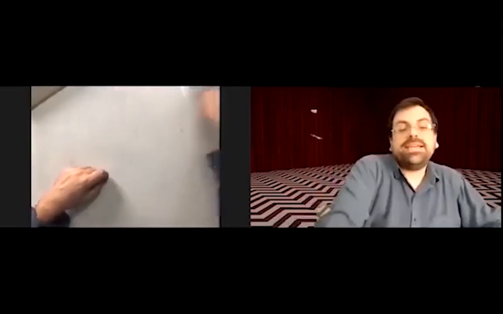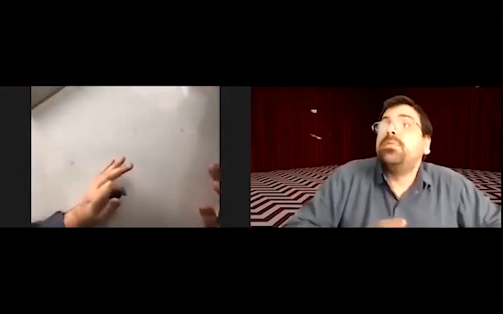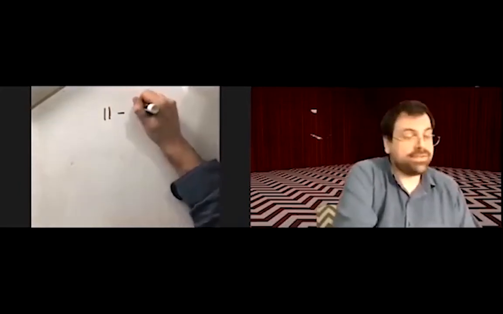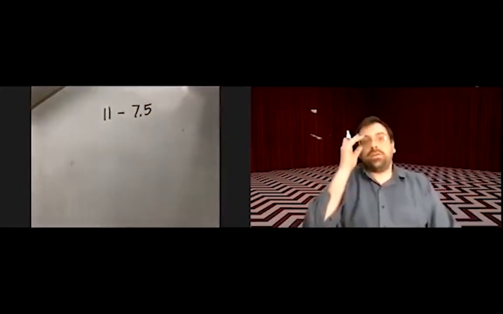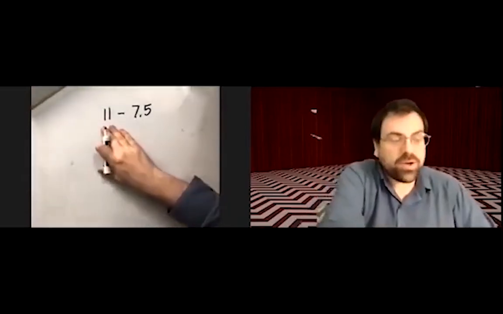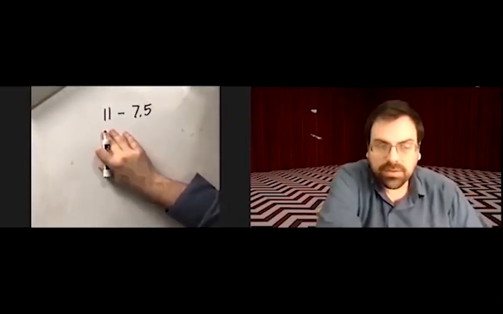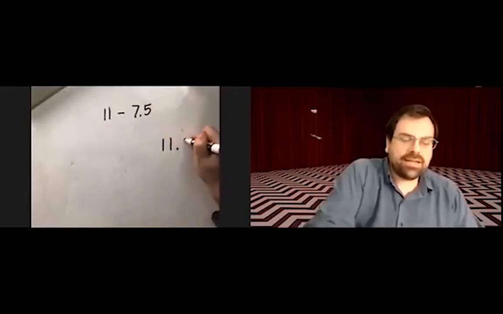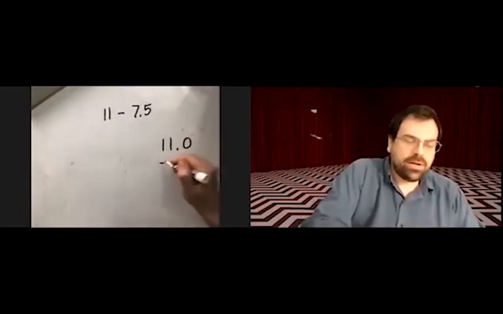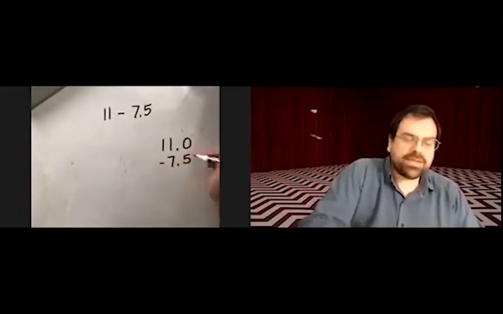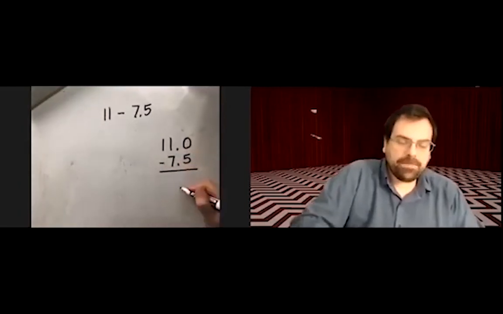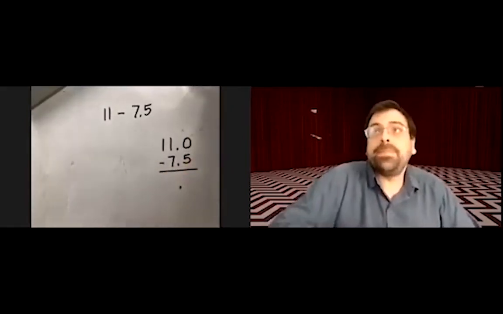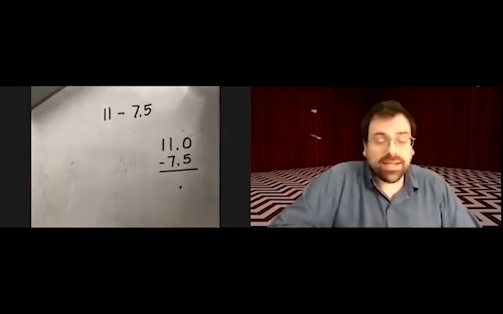Subtraction is going to work the exact same way. Line up the decimal points, subtract like normal. 11 minus 7.5. Well, just like with that addition one, when we don't see a decimal point, we know it exists at the end of the number. So 11 is 11.0. Minus, line up the decimal points, 7.5. Decimal point goes where it goes in the answer. Line it up. And then subtract like normal.